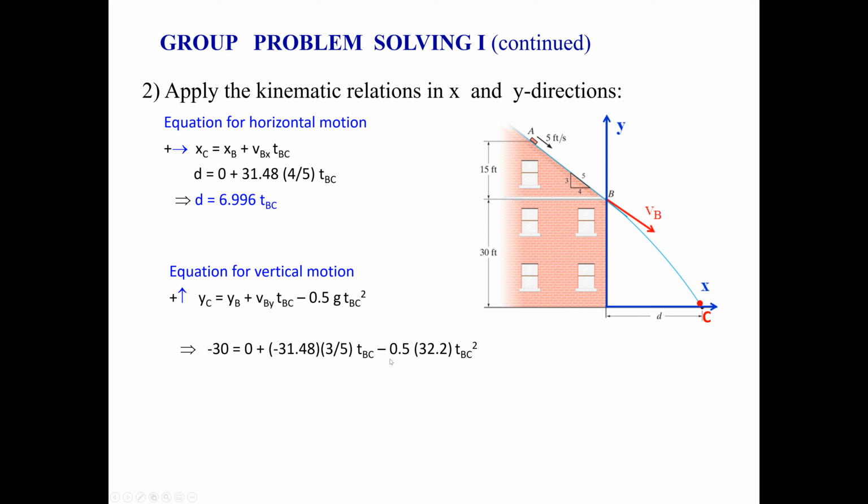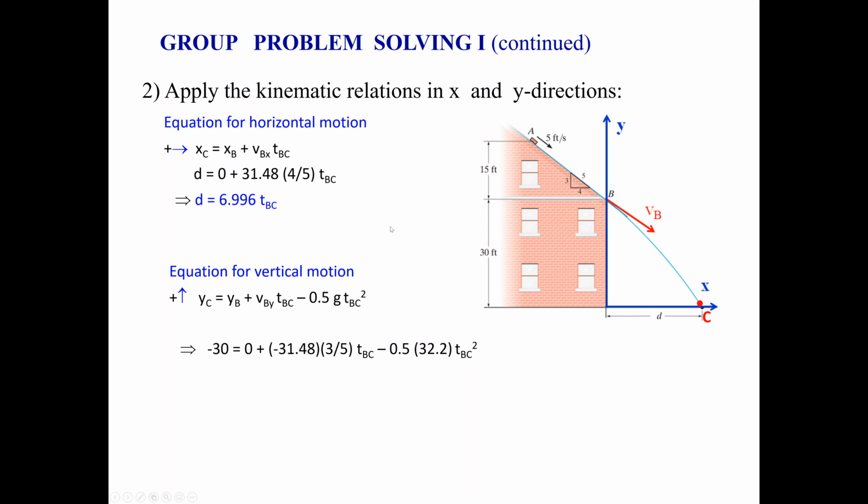And then the second part is gravity, the component due to gravitational acceleration. So this is my gravitational acceleration times 0.5, minus 0.5 because it's going down, times the time squared. Now it could have been that YB was 30 and YC was 0, and you would recognize that the equation would be exactly the same for that.